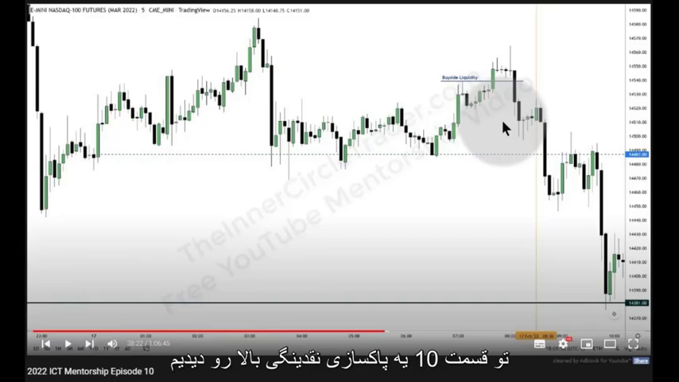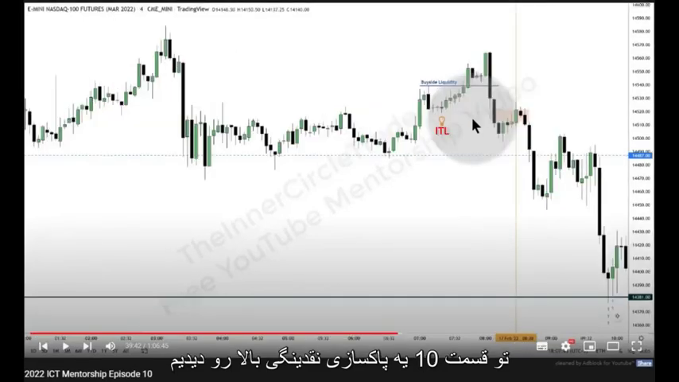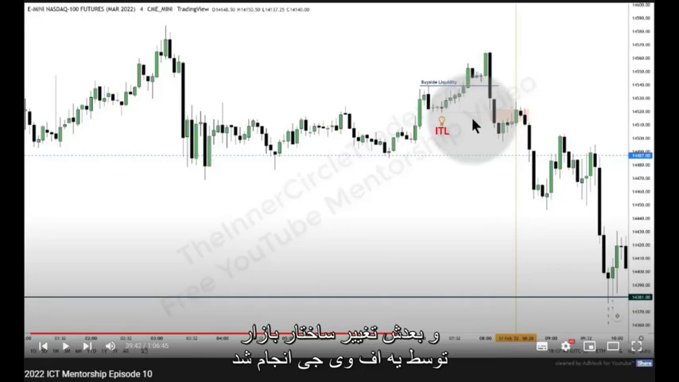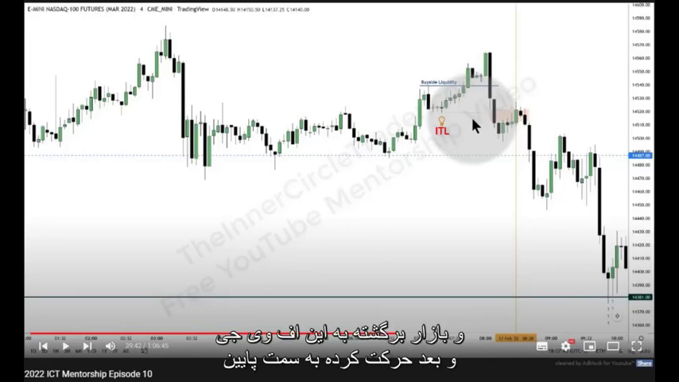In episode 10 we saw a purge on buy side liquidity. Then we saw a market structure shift created by an FVG. What does the market do? It returns to this fair value gap before dropping lower.